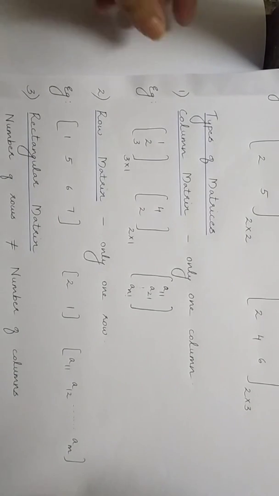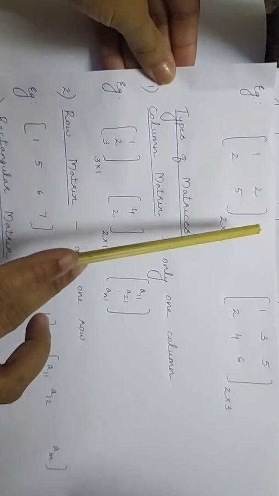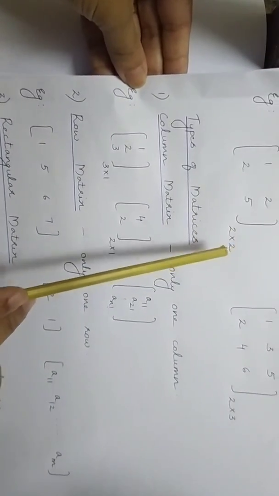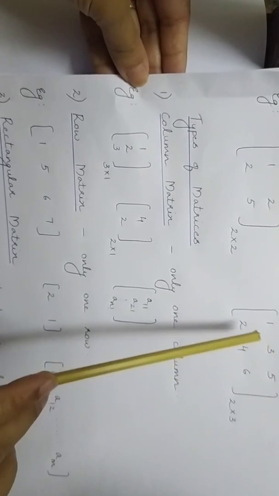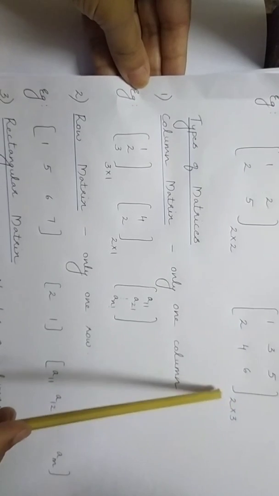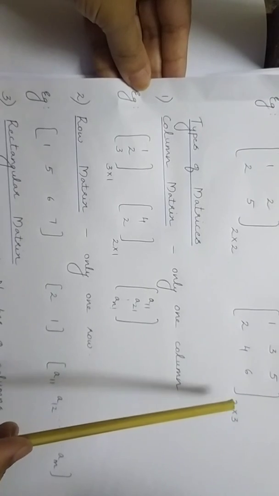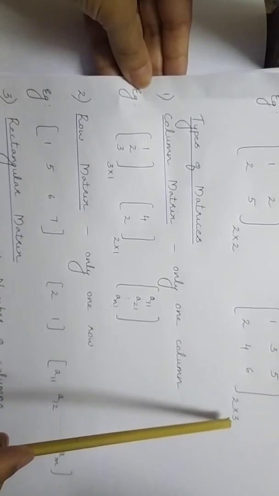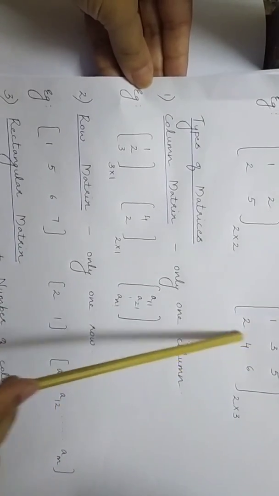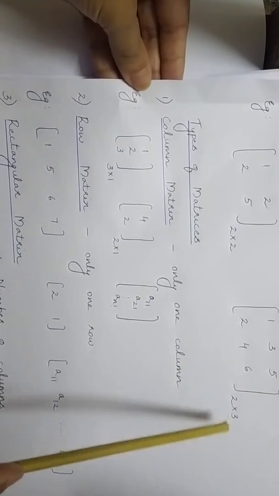Now, for example, the matrix 1, 2, 2 and 5. The order of this matrix is 2 by 2. Next, the matrix 1, 3, 5, 2, 4, 6. The order of this matrix is 2 by 3. Here, what does 2 denote? It denotes the number of rows. And the next one represents the number of columns. So here we have 2 rows and 3 columns. That is why the order of this matrix is 2 by 3.